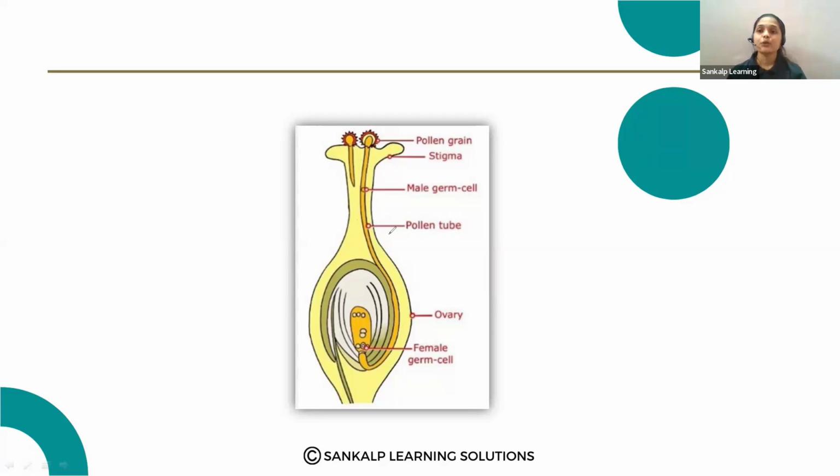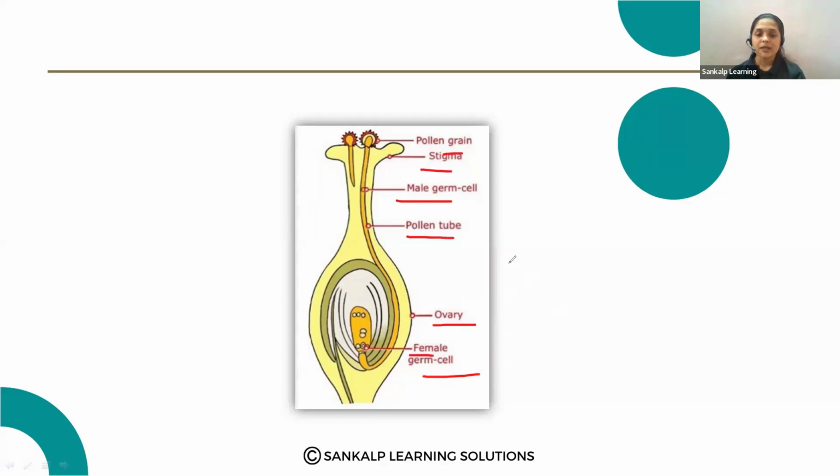And label the parts. You should label all these parts: this is the male germ cell, pollen grain, stigma, and pollen tube. Here, this bulged part is the ovary, and this is the female germ cell. All these labelings you should do. That is very important. Not only drawing, you should label the parts. That also carries marks. Not only drawing the diagram, label the parts also.